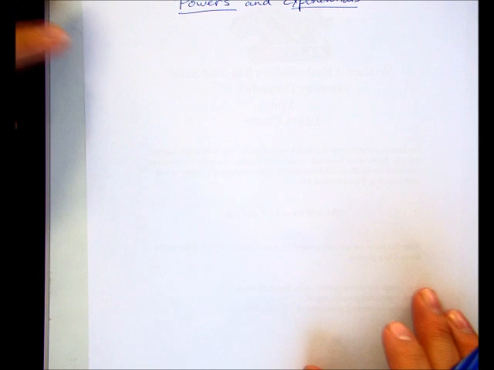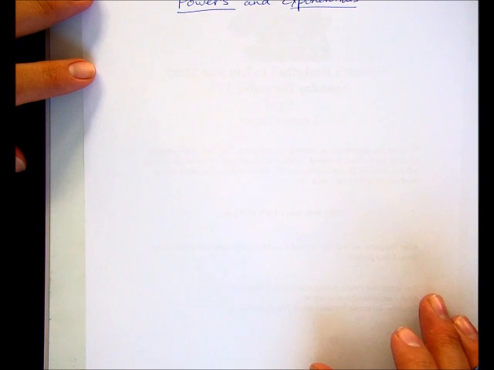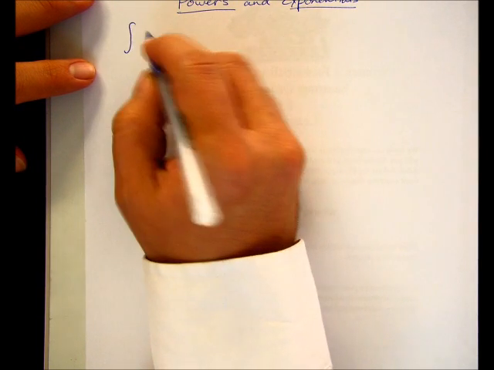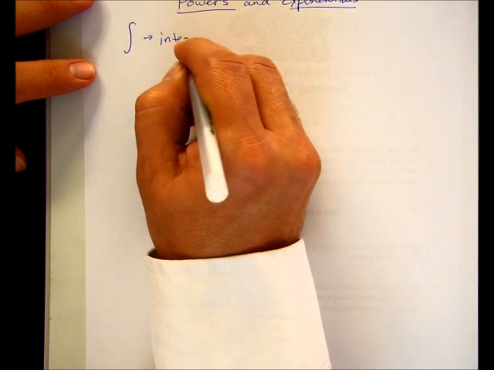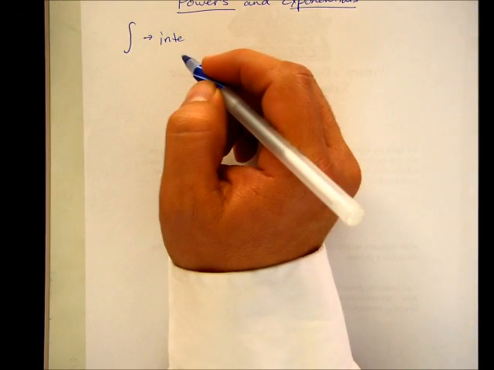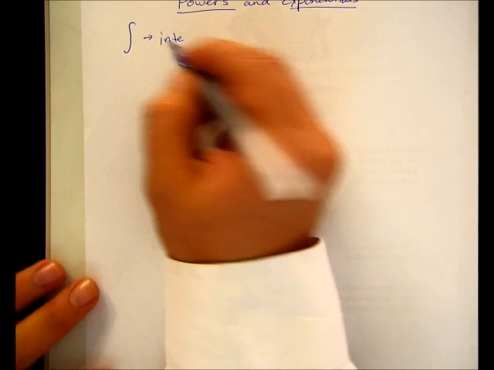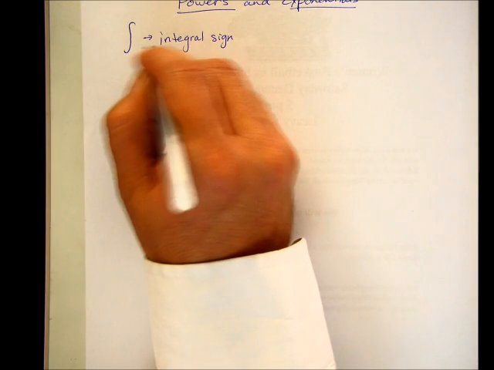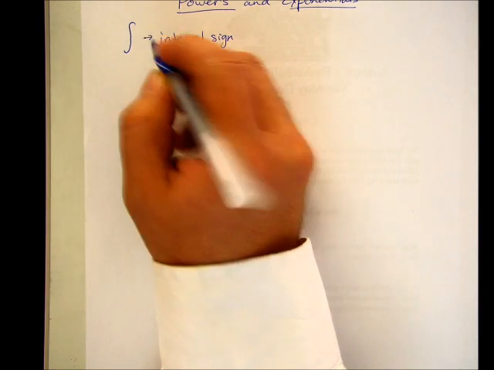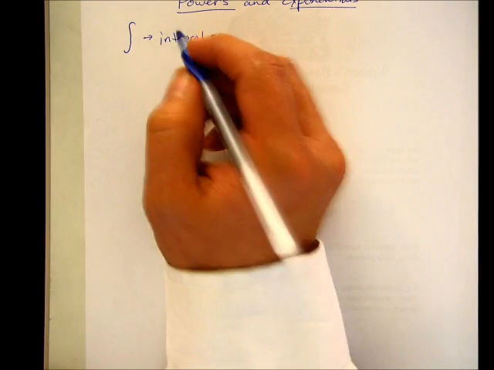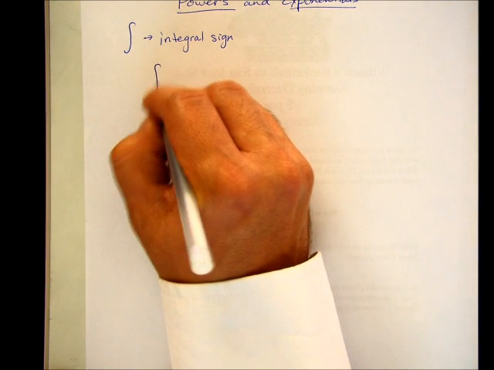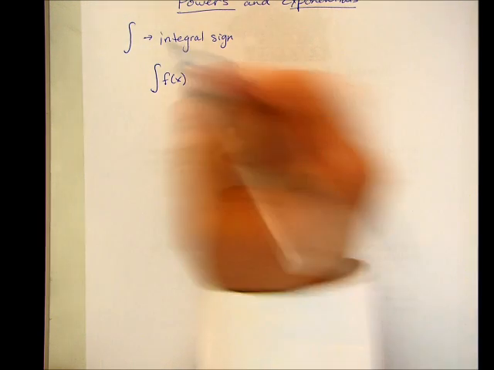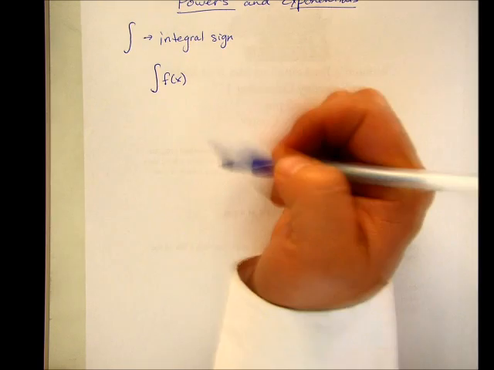The first thing I want to mention is that we have a notation for antidifferentiation. It's a symbol that looks like this. This symbol is called an integral sign. And whatever's inside, usually a function, is called the integrand. We normally represent an antiderivative as the integral of some function f of x. This is actually called an indefinite integral.